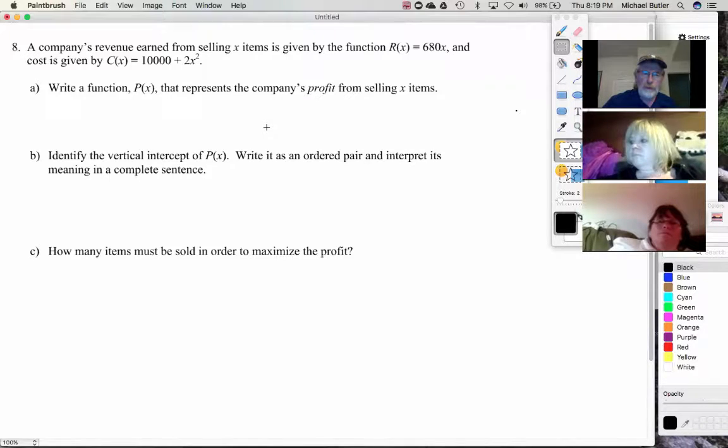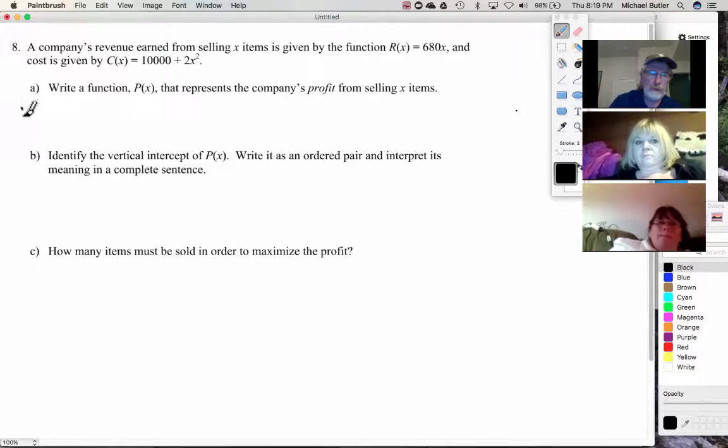All right, so first of all, they want us to write a function P of X, which represents the company's profit from selling X items. So we need to remember from our previous work how the relationship between cost, revenue, and profit goes. So we know that P of X is equal to R of X minus C of X. So that's how you generate the profit function, P of X. To do that, we got to come back up here and grab our revenue function and our cost function.